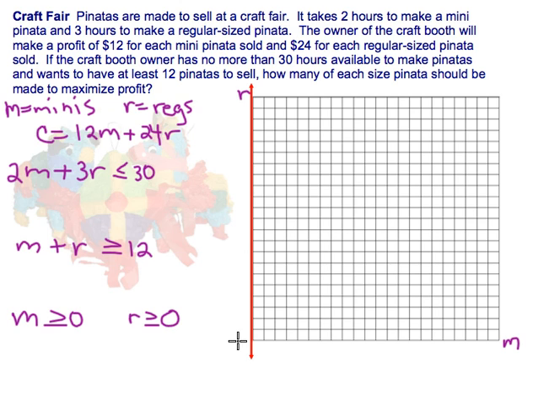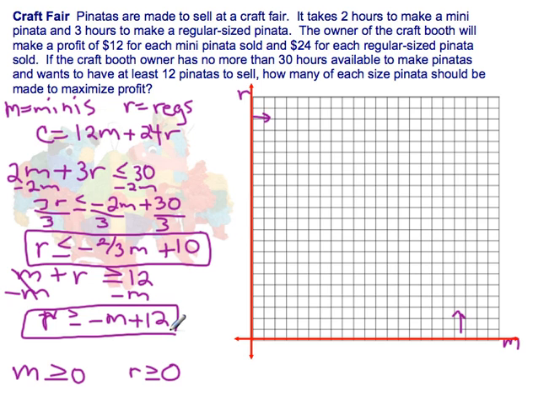I also know that minis are going to be at 0, and these are both going to be going bigger. Minis has to be getting bigger, regulars has to be getting bigger, so these are both going in a positive direction. Right now, this whole grid is really my shaded area. Now I'm going to solve both of these for R, remember, because I'm letting R be my y-axis. We have plenty of room here, so we can just go by ones.